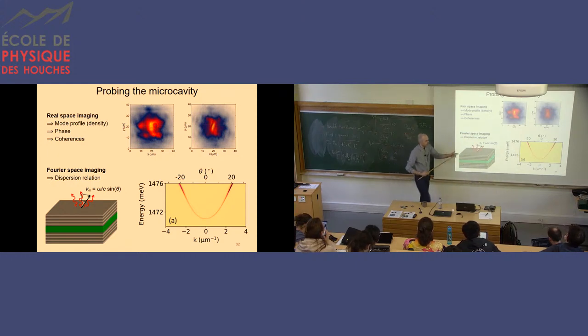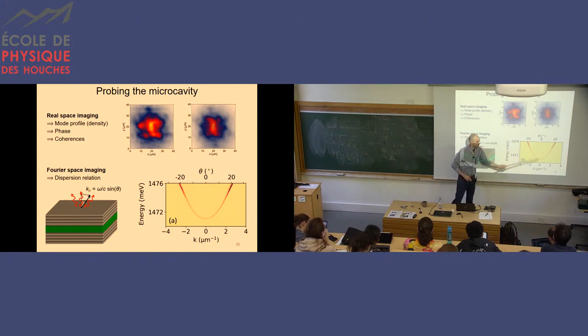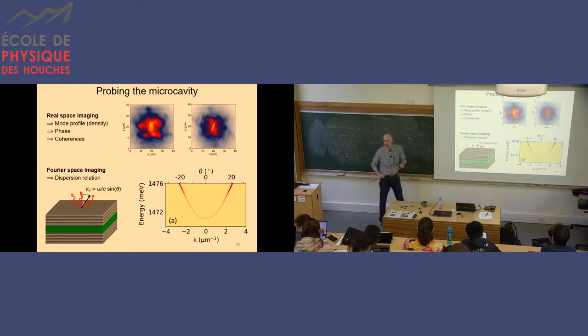So here I did it for a cavity, and what you notice is that, as I was telling you, this cavity has a parabolic dispersion relation. Here you see a parabola, which is an indication of the effective mass. You can fit it by a parabola and measure directly the effective mass of your photon in the cavity.